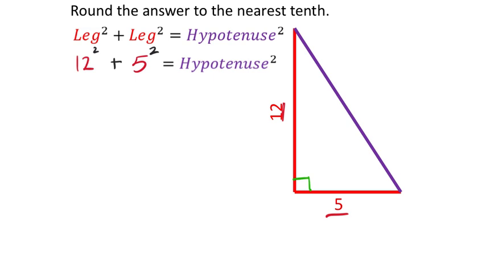So first up, I'm going to do 12 times 12. That's 12 to the power of 2, which is 144. Then I will do 5 times 5, which is 25. Okay, why am I doing this? Because it's an order of operations problem right now. And now that I have that, I'm going to add those two values together, and then this would equal the hypotenuse as a square.